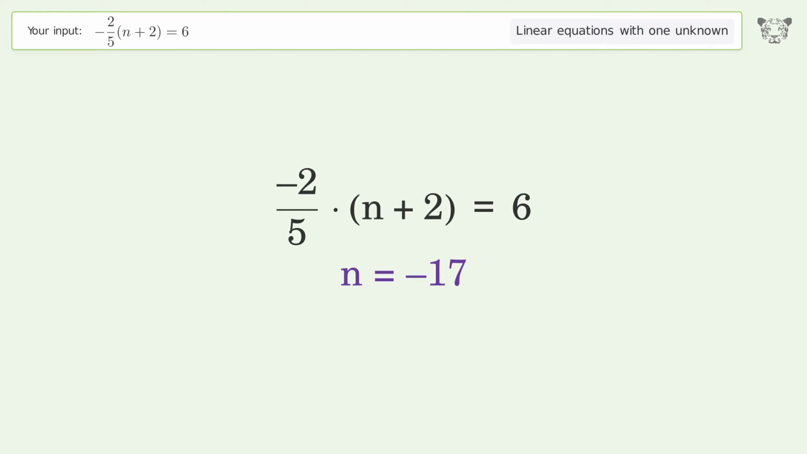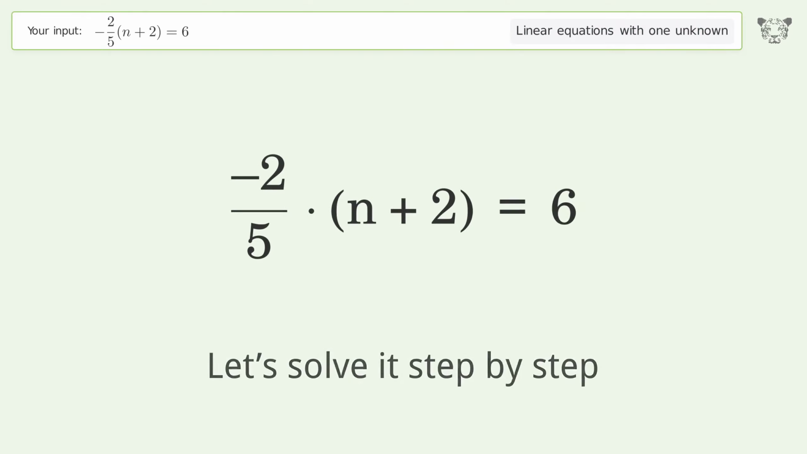You ask Tiger to solve. This deals with linear equations with one unknown. The final result is n equals -17. Let's solve it step by step.